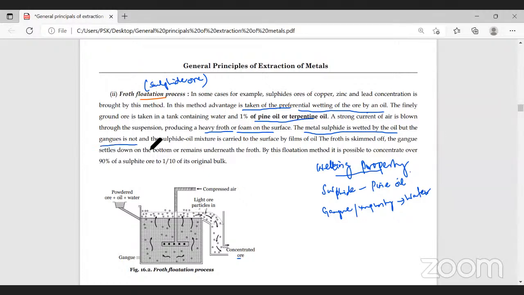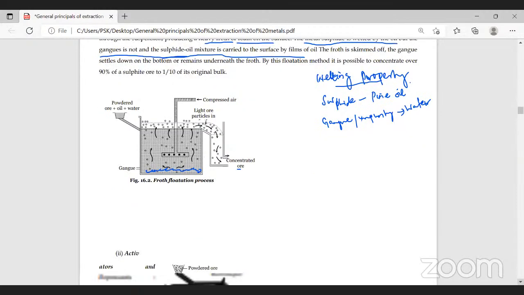But the gangue, which is not wetted by the oil, which is wetted by water, they settle at the bottom. Here the gangue particles will settle at the bottom. So gangue particles can be removed. This process is called as froth flotation. So separation or concentration of the sulfide ores based on the wetting property is called as froth flotation. Did you follow this froth flotation? Yes, sir. What happened here?